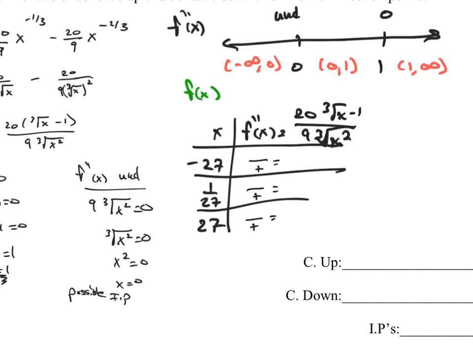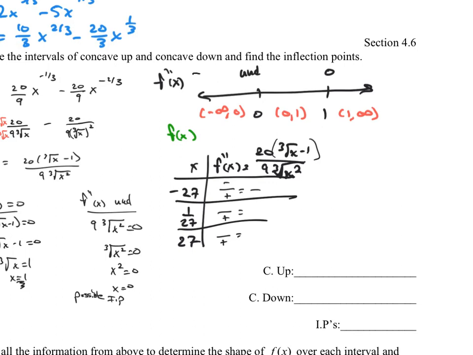So on the first one, this is in parentheses here, that cube root of x minus 1. Cube root of negative 27 is negative 3, minus 1 is negative, times 20 would be negative. So negative over a positive is negative, so that means that entire first interval must be negative.